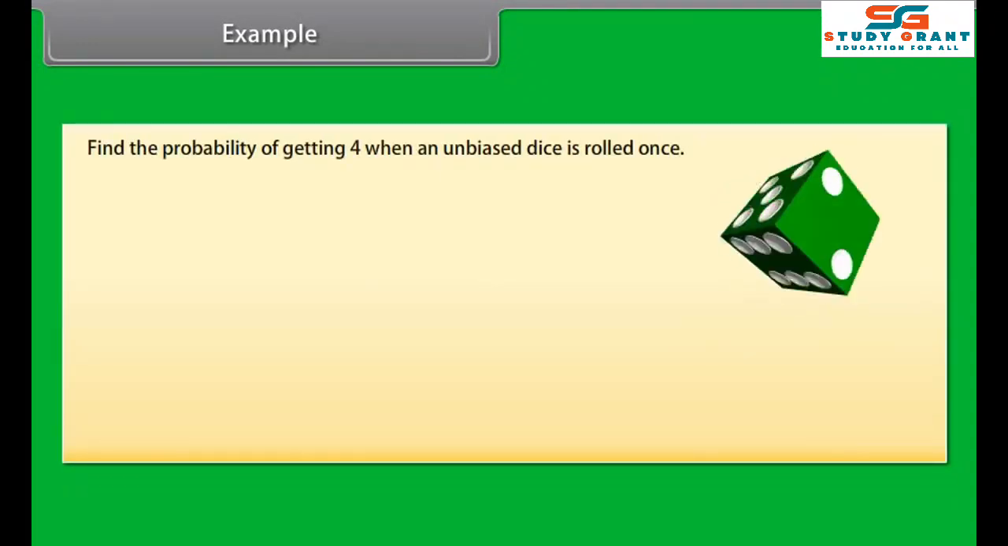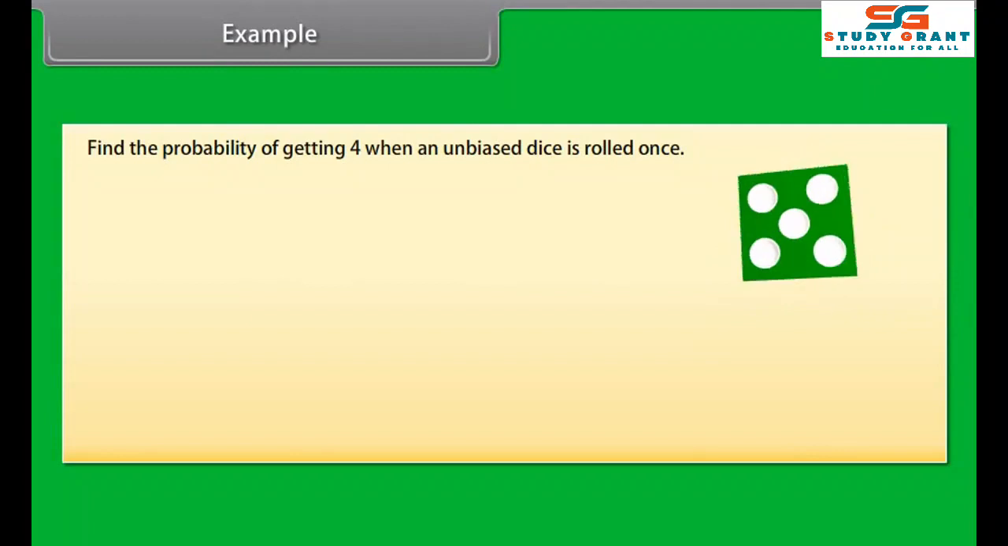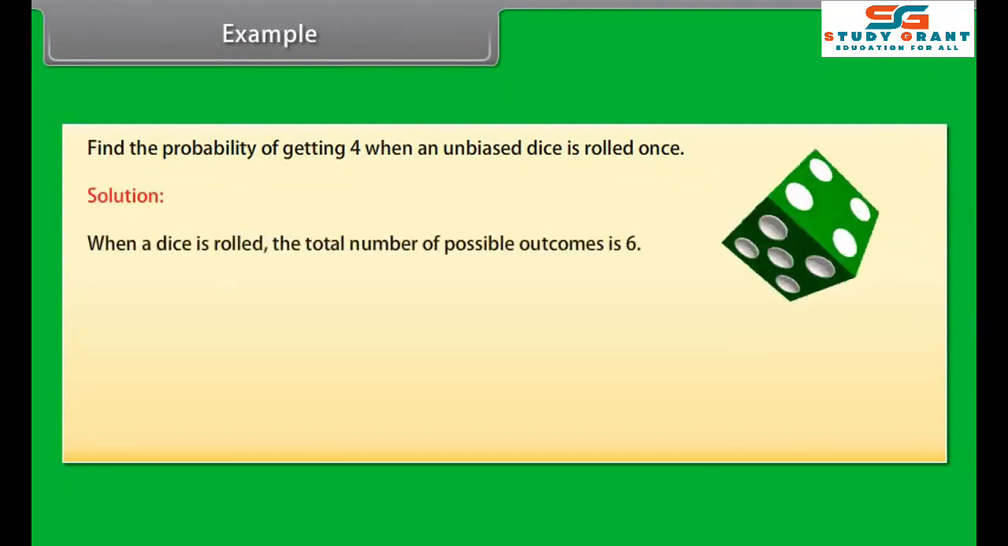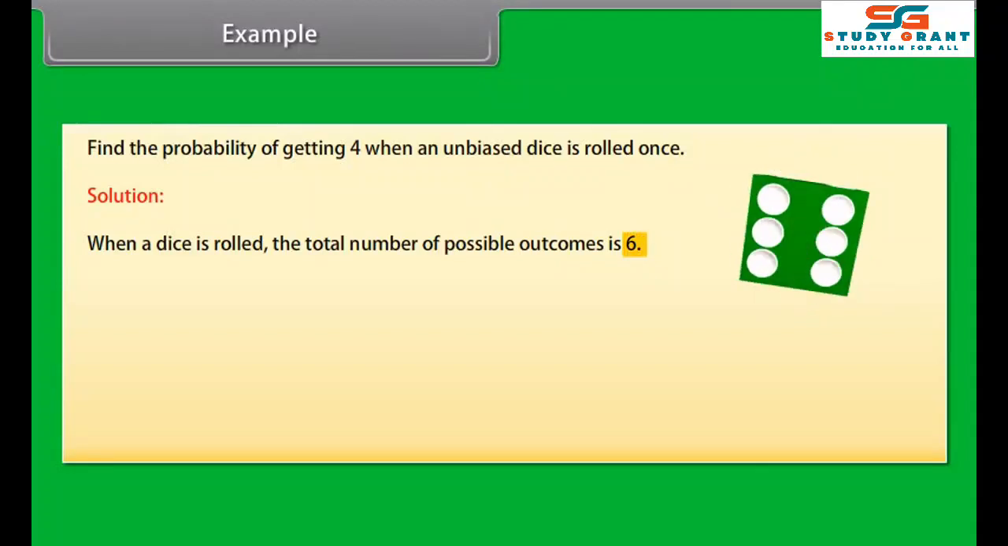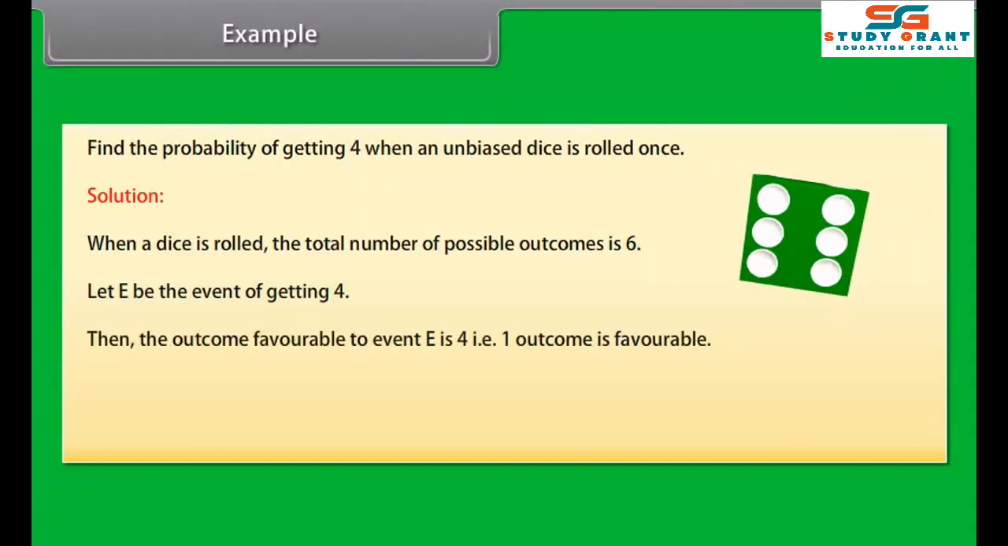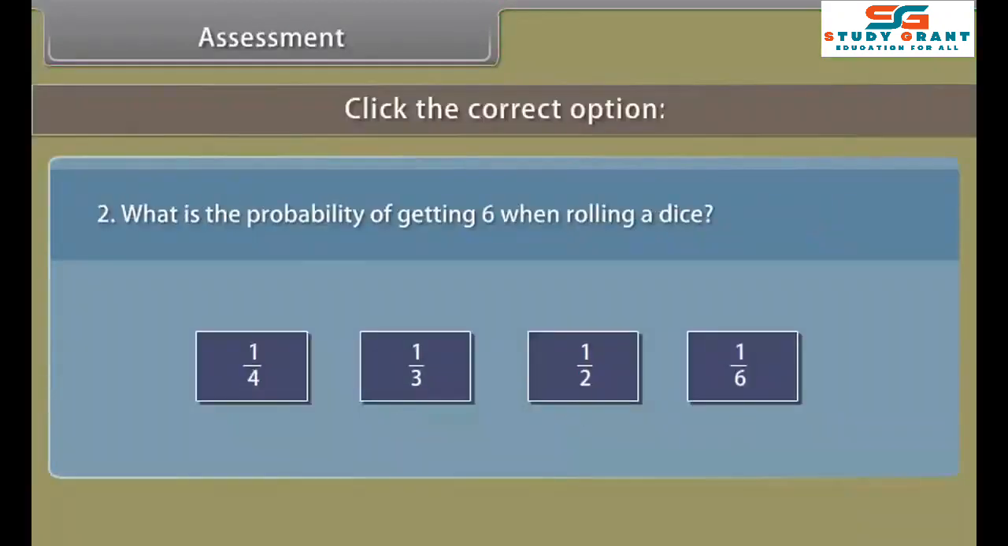Example. Find the probability of getting 4 when an unbiased dice is rolled once. Solution. When a dice is rolled, the total number of possible outcomes is 6. Let E be the event of getting 4. Then, the outcome favorable to event E is 4. That is, one outcome is favorable. Hence, the probability of event E is equal to 1 upon 6.